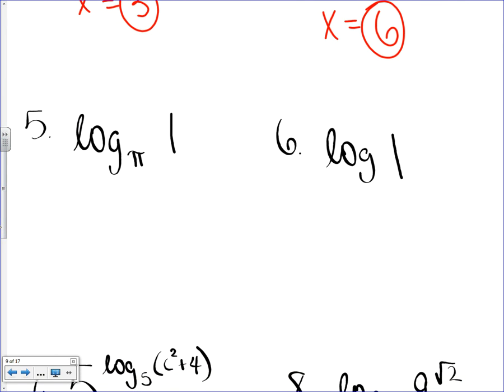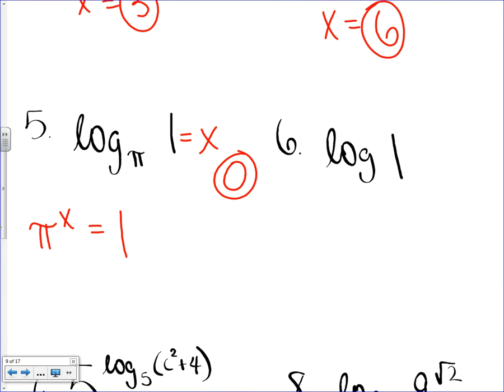Number 5. This will be applying property 1 from above. So if you stop and go back and look at property 1 that we just looked at, I'm hoping you're thinking, 0. And we can prove that. If I set it equal to x, this will be pi to the x is equal to 1. Well, in order for me to make that be 1, that x would have to be 0. Pi to the 0 power would be 1.